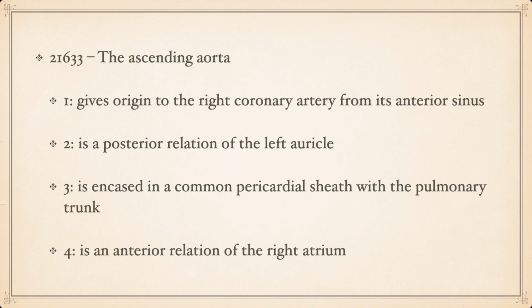Next question, another type X. The ascending aorta: 1, gives origin to the right coronary artery from its anterior sinus. 2, is a posterior relation of the left auricle. 3, is encased in a common pericardial sheath with the pulmonary trunk. And 4, is an anterior relation of the right atrium. I'll give you a chance to go through and write your answers.